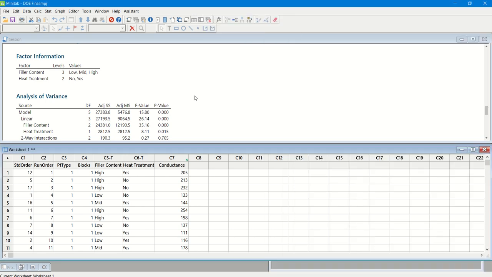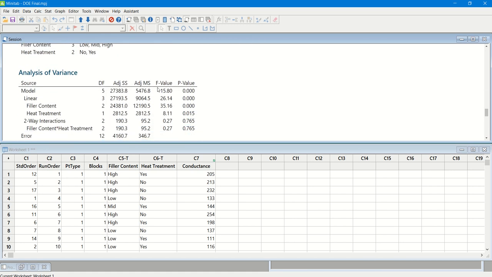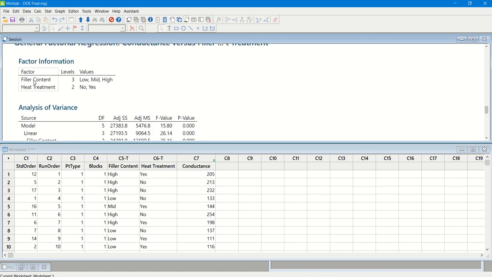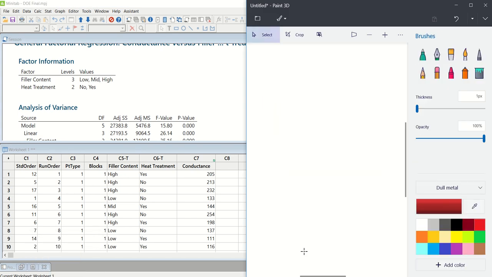Now, we're going to interpret this one. We're going to interpret the results of the analysis of variance: the filler content and then heat treatment. What I did in this experiment is this. I created a new material. Alright? So, this is my new material.